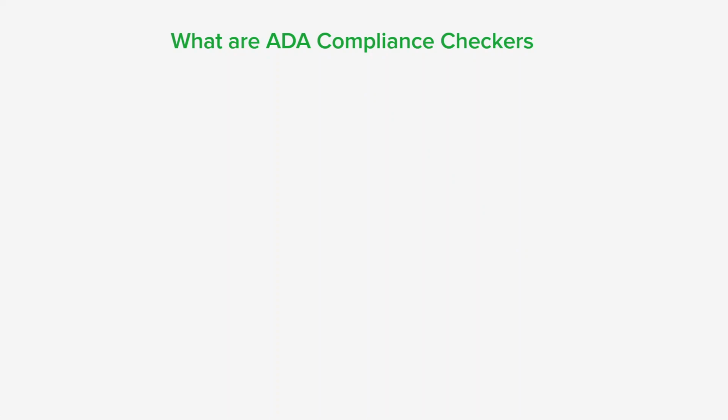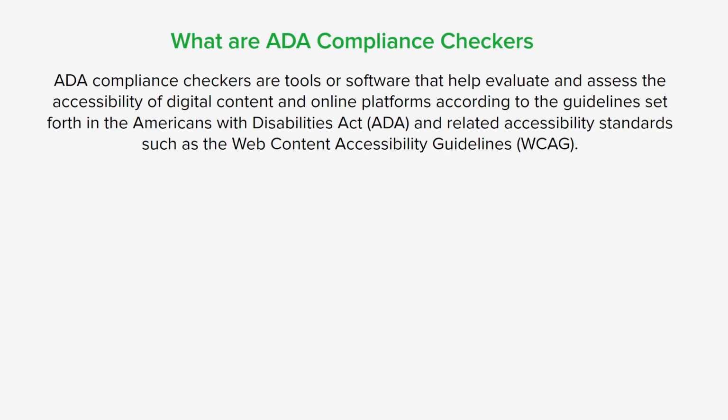So what are ADA compliance checkers? They are essentially tools or software that help evaluate and assess the accessibility of digital content and online platforms according to guidelines set forth in the Americans with Disabilities Act and related accessibility standards such as the Web Content Accessibility Guidelines, so the WCAG.